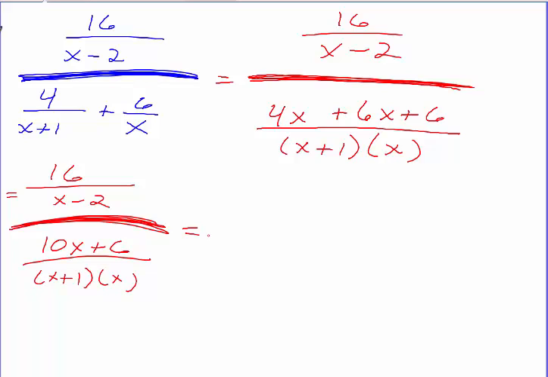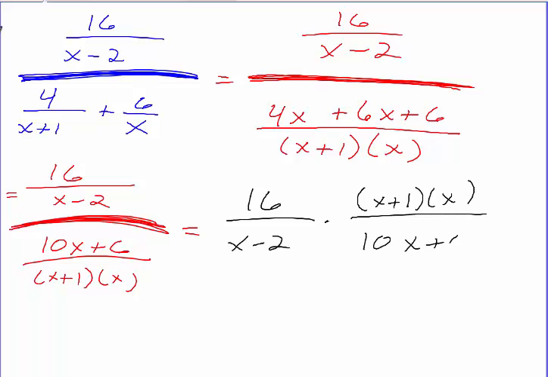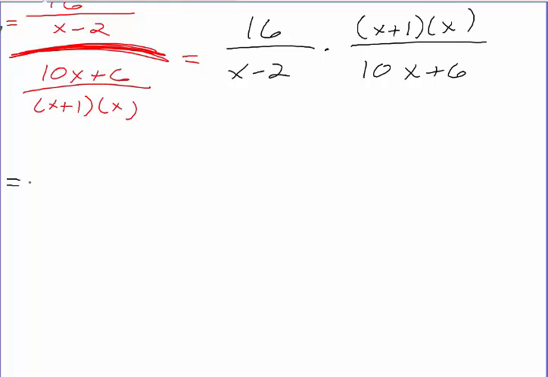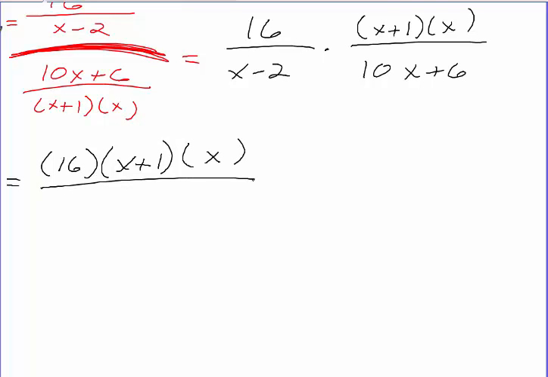Now, how do I divide fractions? Multiply by the reciprocal of the denominator. So I get 16 all over x minus 2 times x plus 1 times x all over 10x plus 6. Can I factor anything out of 16? No. What about x plus 1? No. Can x be factored? No. Can x minus 2 be factored? Can 10x plus 6 be factored? Yeah. What's in common to 10x and 6? 2. That leaves me with 5x plus 3.